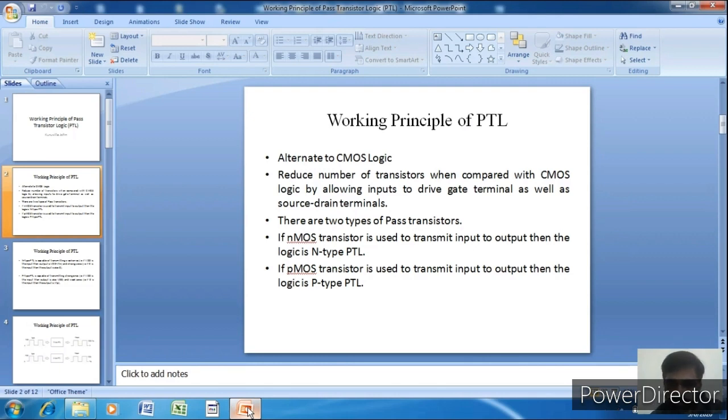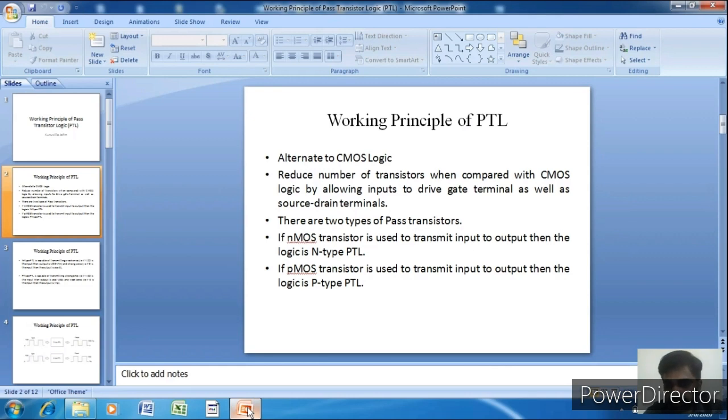A CMOS logic mainly consists of a pull-up network with PMOS transistors at the top of the circuit, and there will be a pull-down network consisting of NMOS transistors at the bottom of the circuit. So, this CMOS logic is a combination of PMOS and NMOS logic.